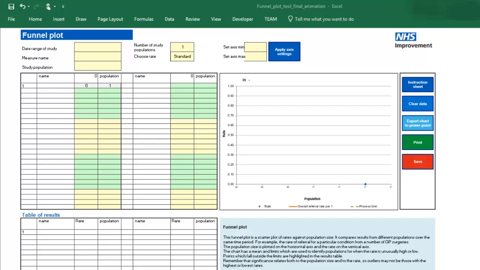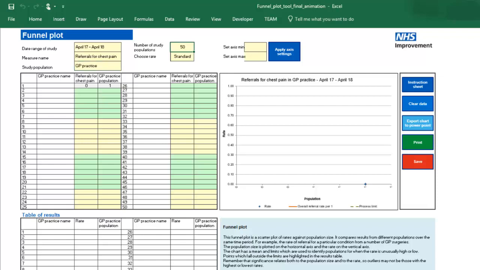The chart has a mean and limits which are used to identify populations who fall outside the usual distribution. Right, let's have a go. To begin, you need to identify the date range of your study. This will be plotted on the graph. You then need to decide what measure you are using. I've used rates of referral for chest pain, and then what your study populations are. So I'm using GP practices.